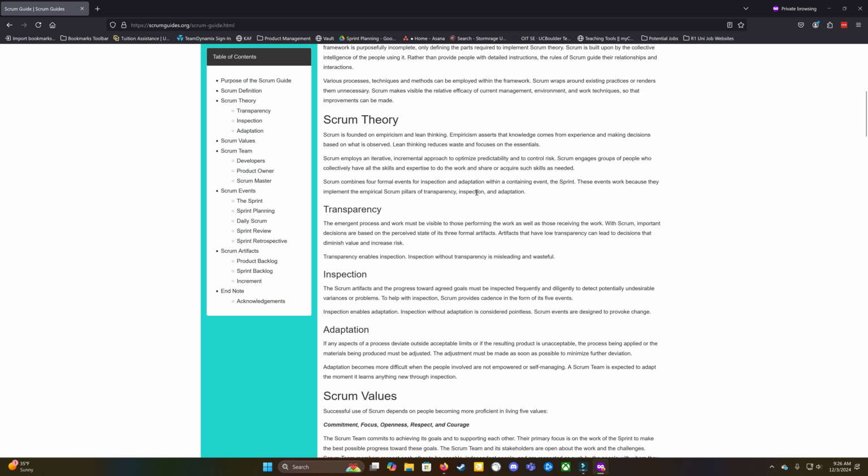If this is a set of pillars, you could even maybe think of them as being stacked on top of each other, and transparency is that bottom pillar. It's the one that's holding the whole thing up. Because your inspection is going to be worthless, as they call out here, if you're not transparent. If you're not transparent with yourselves, if you're not transparent with the work that you've done. Hey, this did not work out in the previous sprint. We need to try something new.